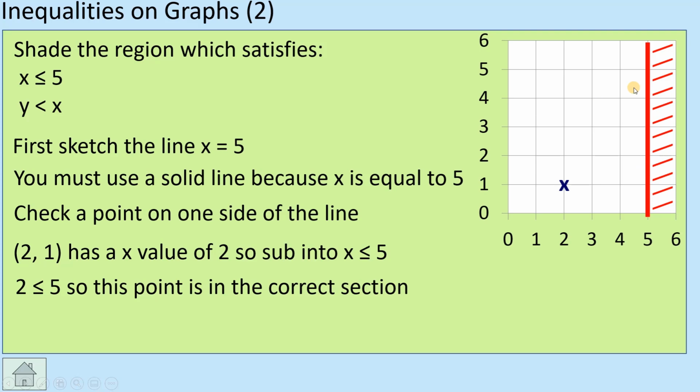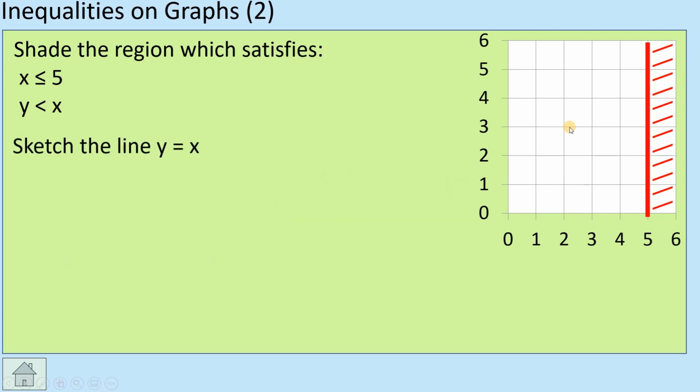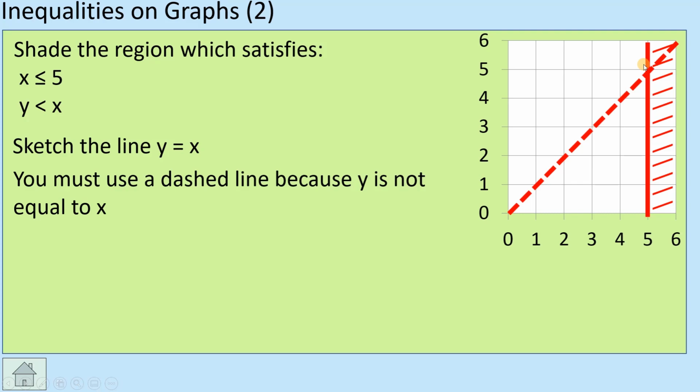That means it's somewhere over here. We're going to then do the next line. So y is equal to x. Well, that's not the diagonal one, so it goes through 0. It's all right. So positive gradient goes through there. And of course it's a dotted line because it's just less than.